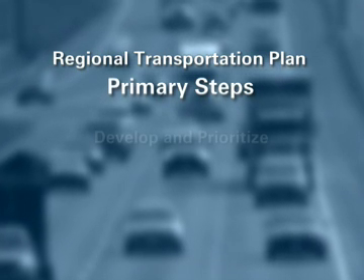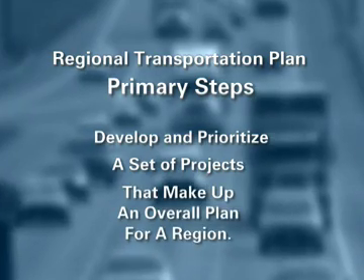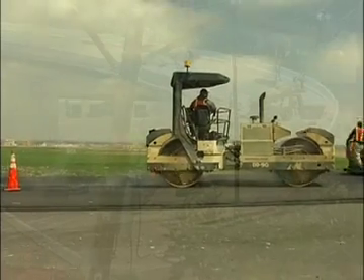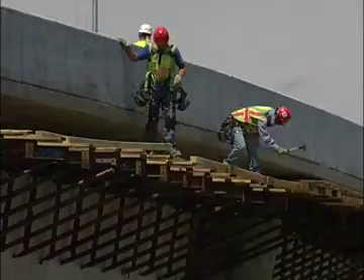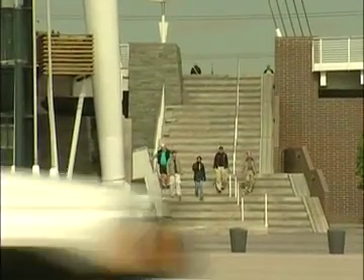One of the primary steps in the transportation planning process is to develop and prioritize a set of projects that make up an overall plan for a region. This effort results in short-term and long-term outcomes that can have a substantial impact on your ability to reach your destination conveniently, the availability of travel options for your trips, and the quality of your community and the environment. These outcomes can include new roads, major roadway improvements, new interchanges, bridge replacements, new transit lines, bicycle paths, and pedestrian facilities like bridges over a highway.